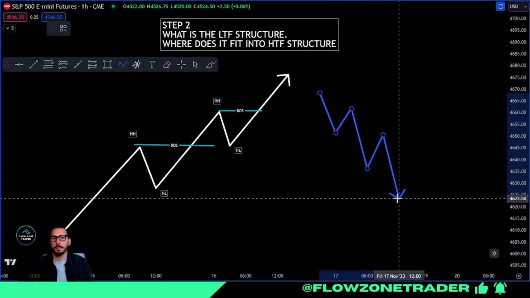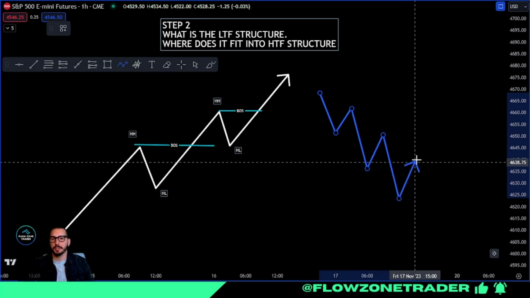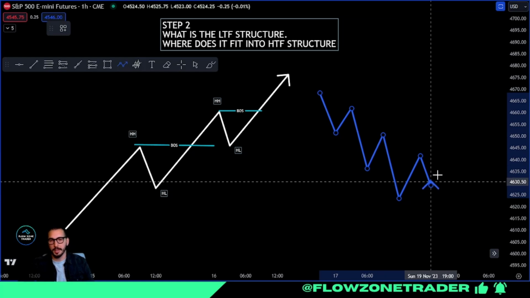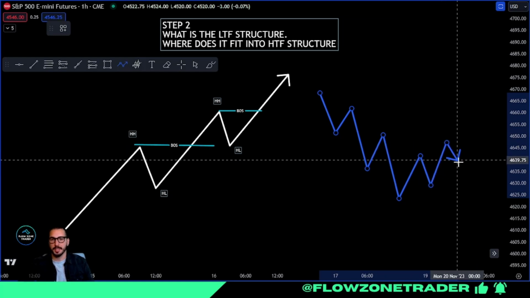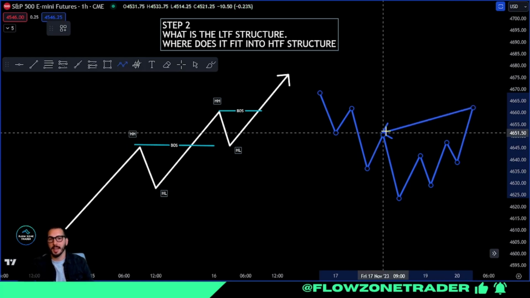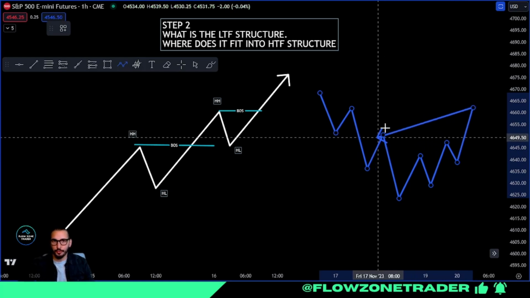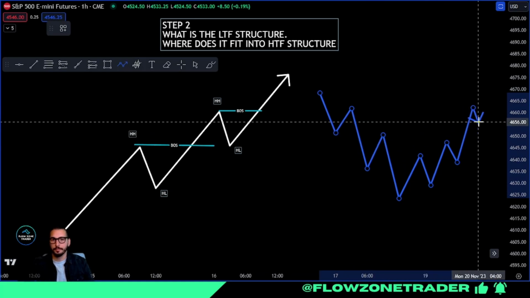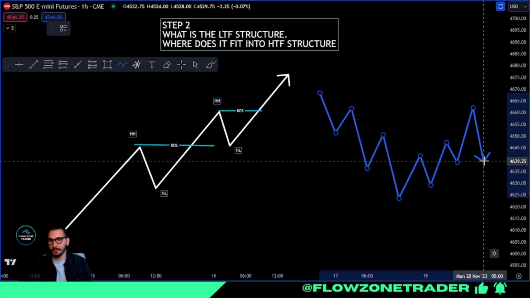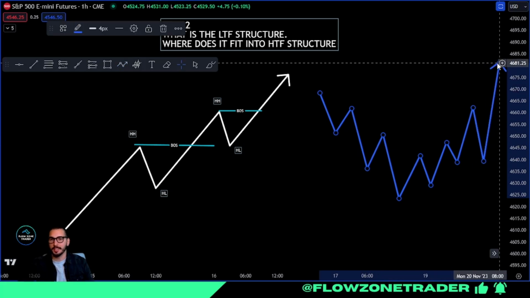So how do we time it? We're waiting for structure to shift. Okay, so am I taking this here? No, I'm still not interested. I'm not even interested here, but I am now interested once we have taken out this strong higher low and pulled back. Okay, now I'm interested in that long continuation.